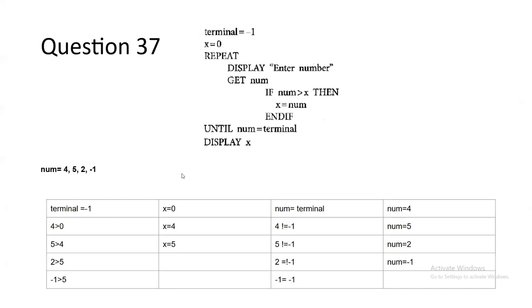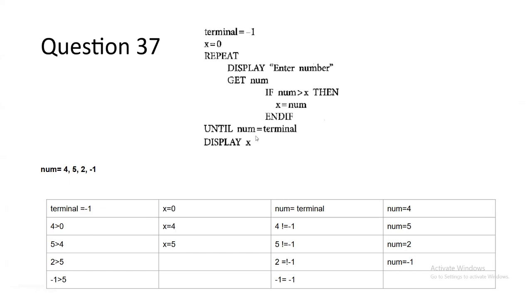So I have starting with the num 4, 5, 2, -1. So your terminal is -1, x is 0. So you display the number and you get the number. So first number will be 4. So you come here, you check if 4 is greater than 0. Yes, true. So you come here, you change your x. Now your x will become 4, and you check the condition.